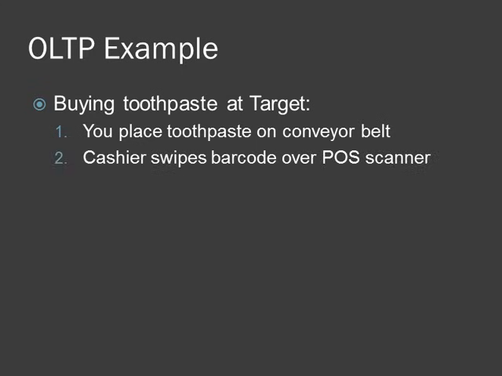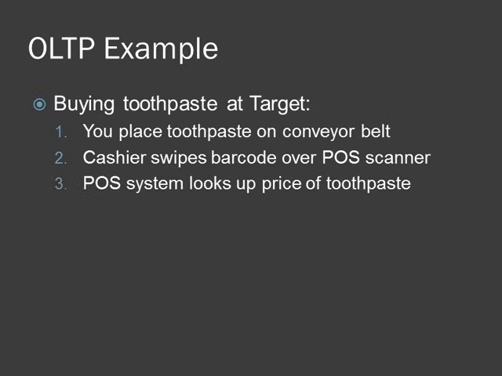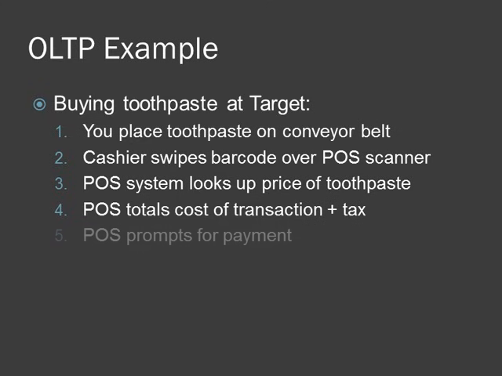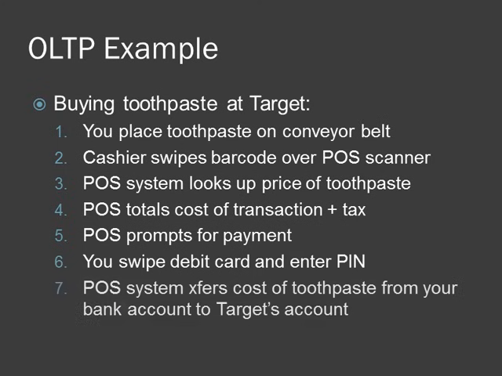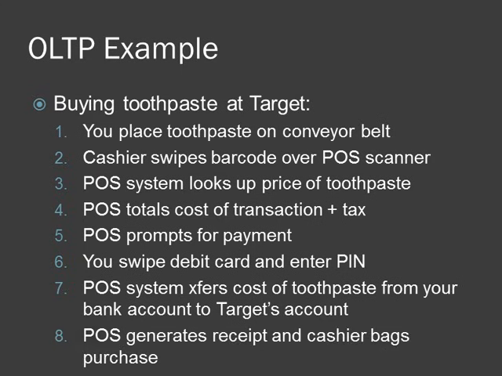The cashier swipes the barcode on the toothpaste packaging across the point-of-sale scanner. The point-of-sale system looks up the price of the toothpaste, totals the cost of the transaction, including sales tax, and prompts you to swipe your debit card. You swipe your debit card, input your PIN, and the point-of-sale system talks to your bank and transfers the cost of the toothpaste from your account to Target's. After the money is transferred, the POS generates a receipt, the cashier bags your purchase, and you're out the door.